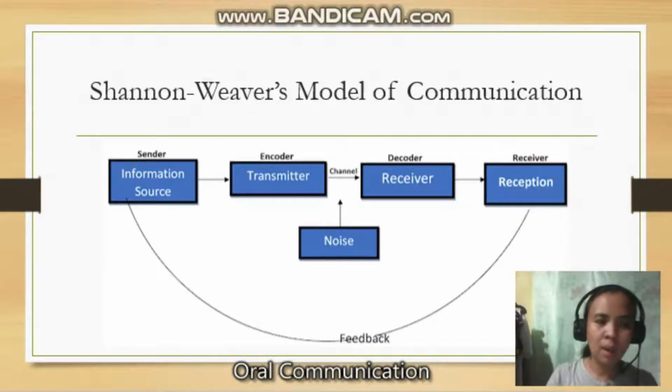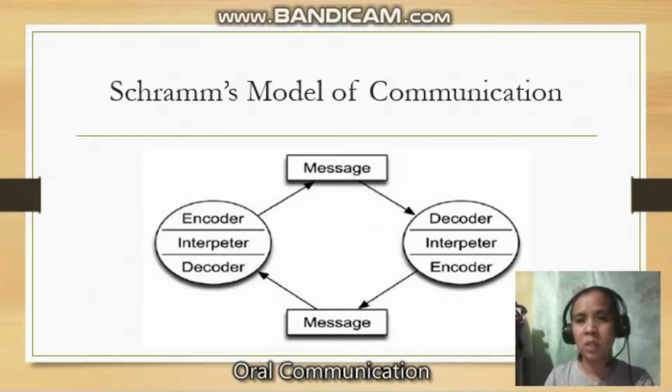Now let's talk about the second model of communication, which is Schramm's model of communication. This model has its roots in the Shannon-Weaver model itself. Wilbur Schramm proposed it in 1954, and he said, information is useless until it is carefully put into words and conveyed to others. So encoding plays a very important role because it starts the process of communication by converting the message into content.